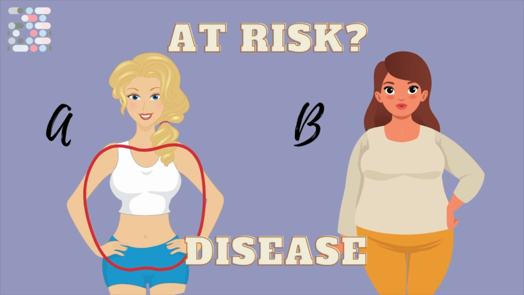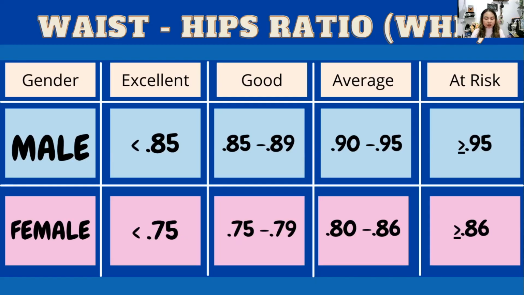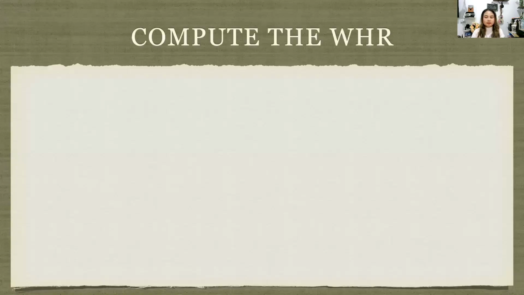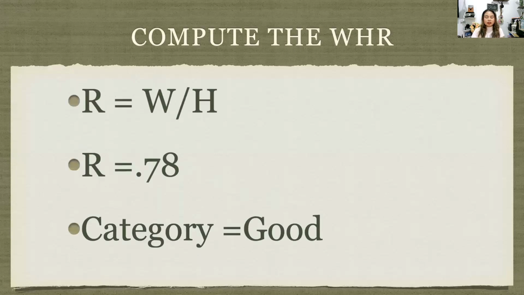Same also for the male. Look at the chart for the male. If it is more than 0.95, at risk na po si male, it could be for a lot of diseases. So there you have the given problem earlier. It's 0.78 and the category is good.